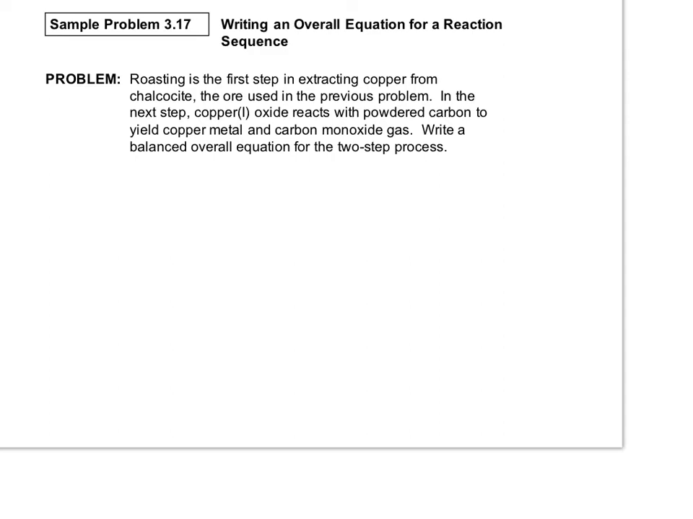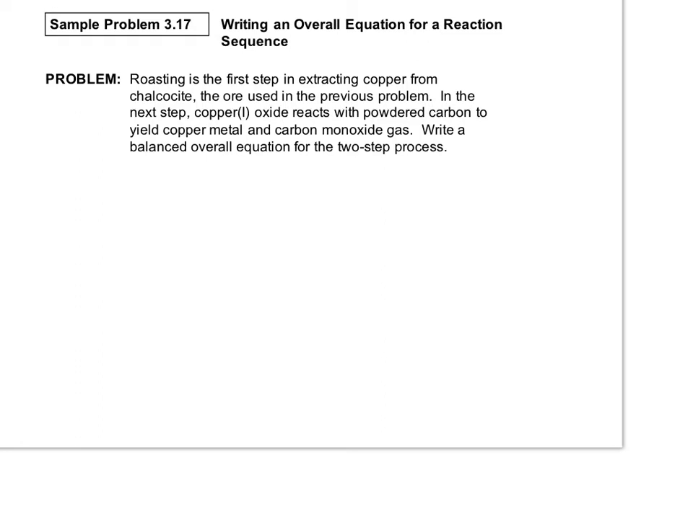Sample problem 3.17 says we're going to be writing an overall equation from a reaction sequence. A lot of times in chemistry, and I'll go as far as to say most of the time, reactants don't simply go to products. Normally there's a number of steps that gets us from reactants to products. This problem is going to be an example of that, and those are known as reaction mechanisms.